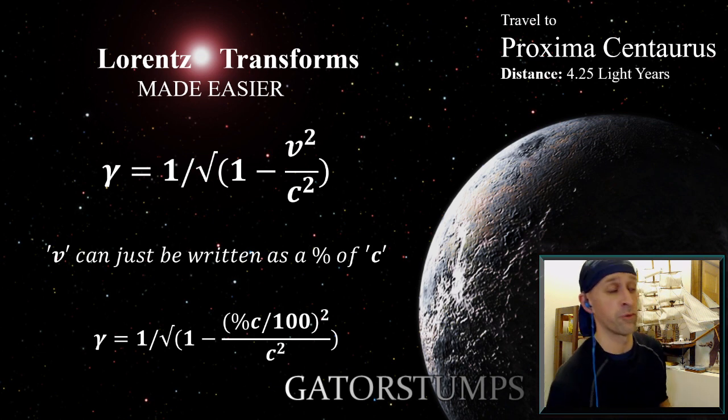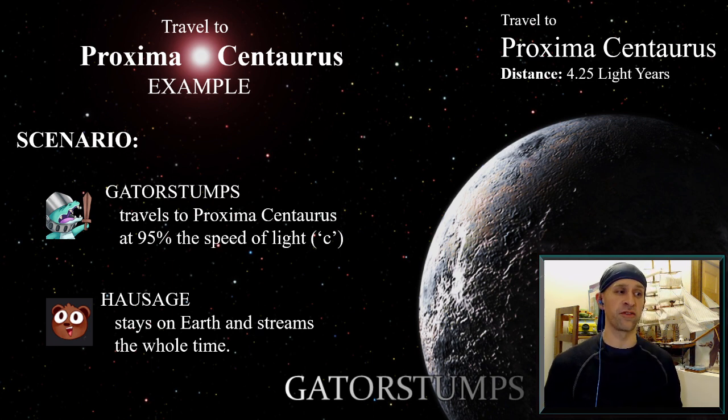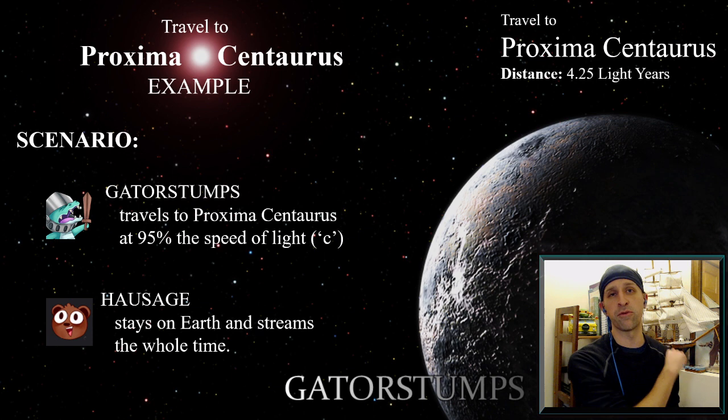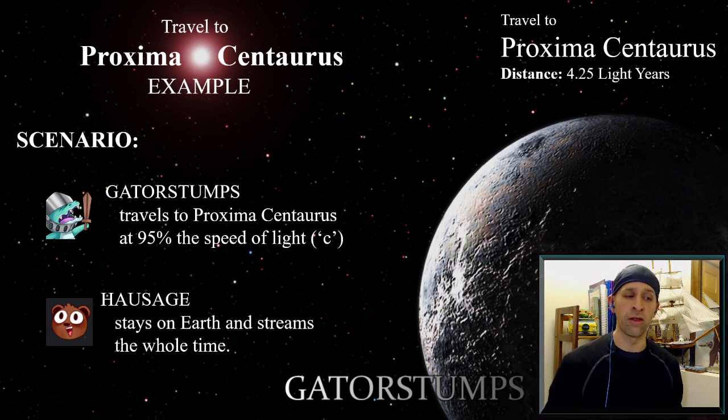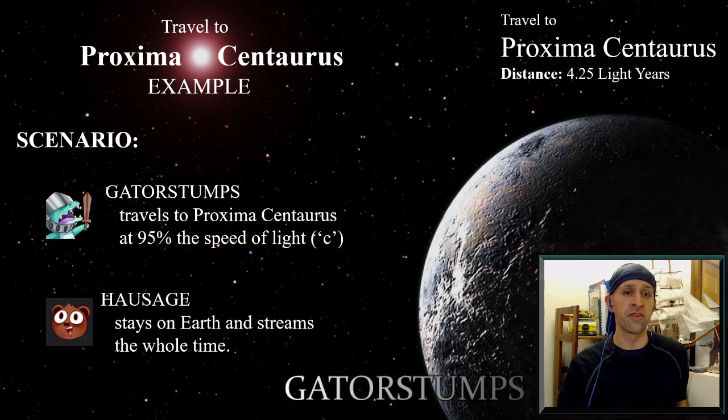Here, I got an example. Ready? So let's talk about going to that star and coming back. In this scenario, let's say that GatorStumps travels to Proxima Centaurus at 95% the speed of light. Meanwhile, Hostage stays on Earth and streams the whole time. Again, let's remember, travel distance is 4.25 light years, the distance it would take light to travel to Proxima Centaurus.